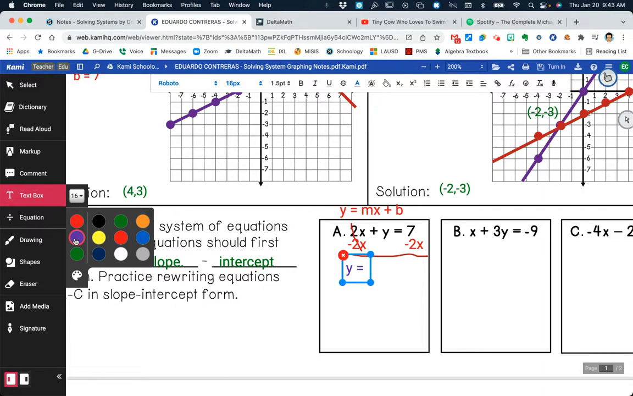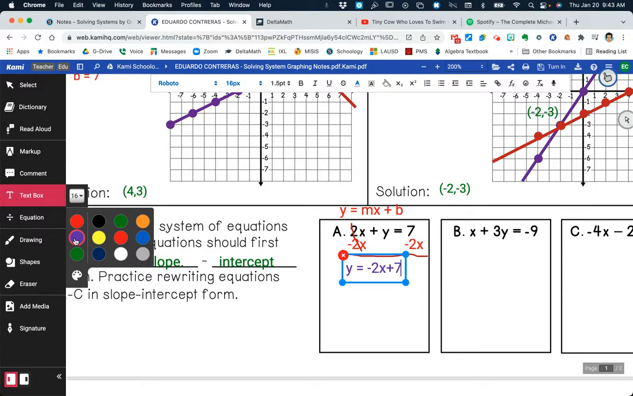Start with the x term, negative 2x. And what do we have along with it? A 7. So we're going to write that as plus 7. And guess what? We now have an equation in slope-intercept form. We have a slope, negative 2. We have a y-intercept, 7, if we needed it.